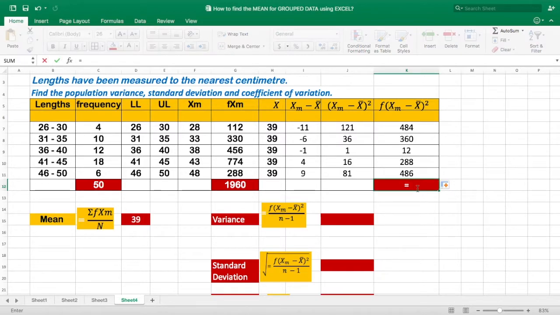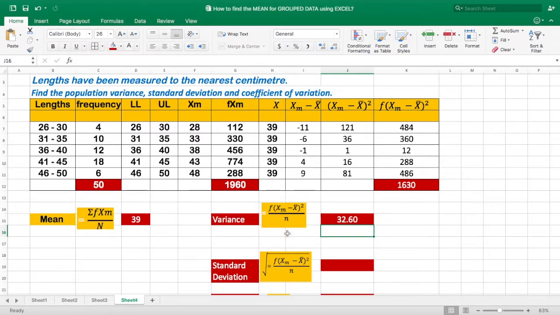So before we find the variance, we need to find the total of this. So that is equal, then sum, parentheses, click the first value, colon, and the last value, close parentheses, and add. So we have 1,630. So let us find the variance. And the formula says this is the summation of f xm minus x bar squared divided by n. So since this is division, equal sign, click the sum, divide, and n is 50, and hit enter. So we have 32.60, which is the value of your variance.